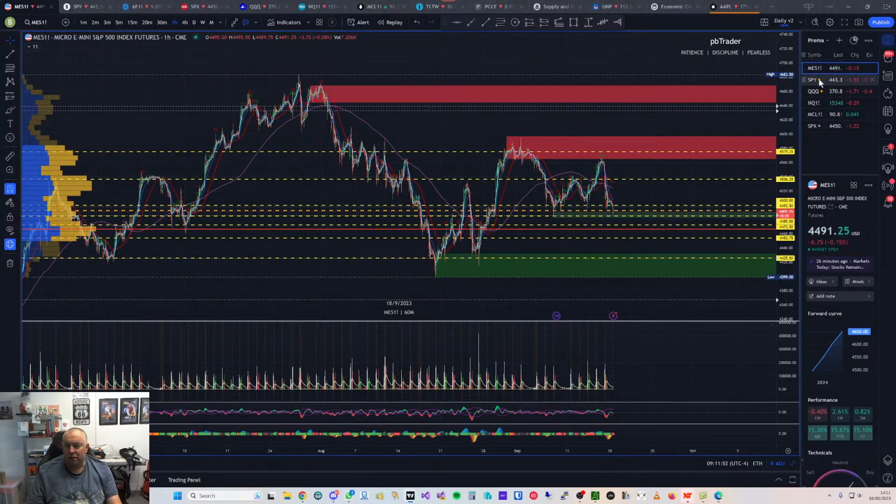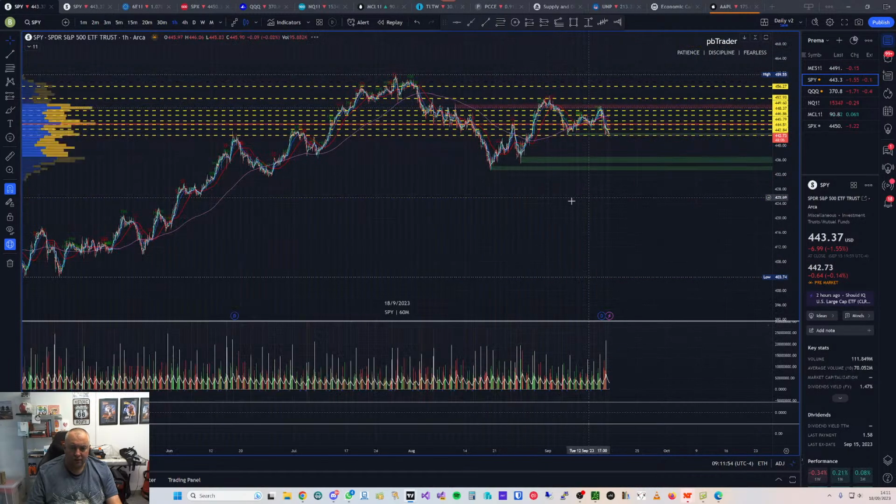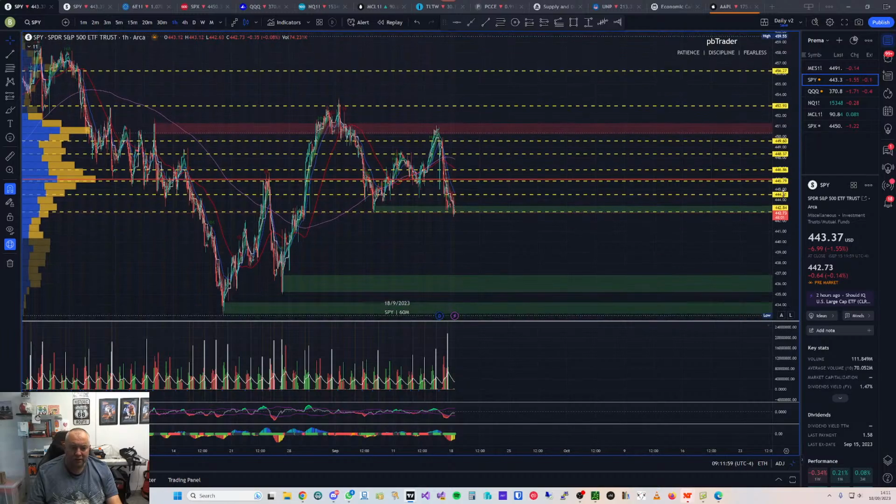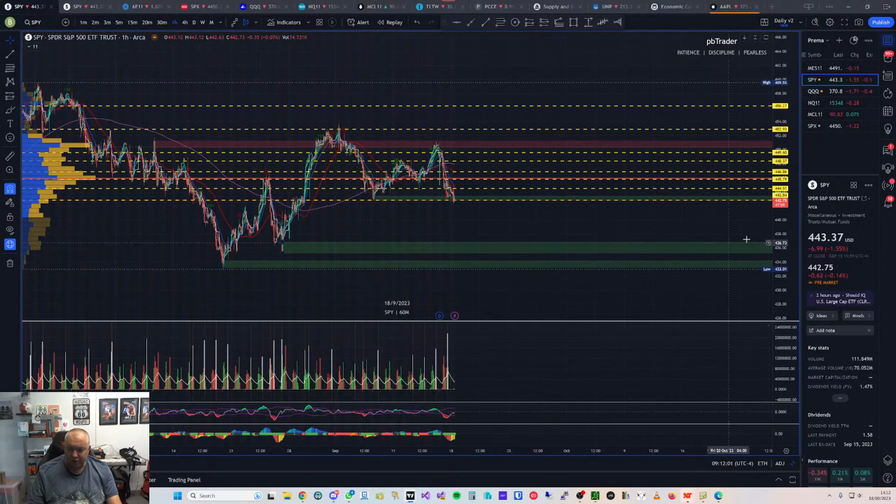So looking at SPY, very similar to MES. We've got the neckline area down here at 434. We've got a lack of volume. Volume tails off around here, so this is an area we could see it push down to this demand area, with very little buying pressure.